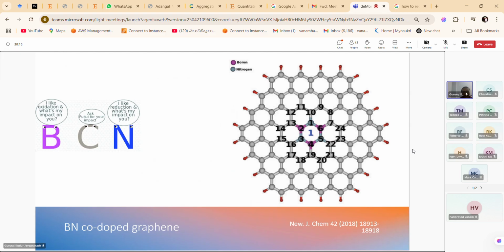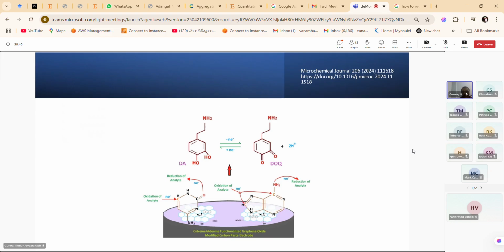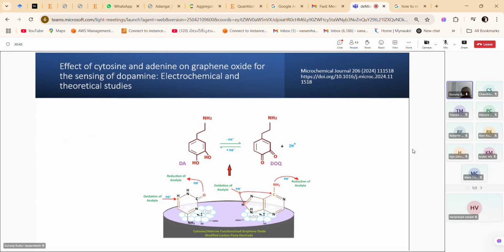Then we extended our model to analyze boron and nitrogen doped carbon systems. We published this in the New Journal of Chemistry. Here we can also see that the boron and carbon atoms are where it is easy to remove the electron. To add an electron, nitrogen is preferred because of its electronegativity. Then we further tried to interrelate the electrochemistry results and the Fukui results.